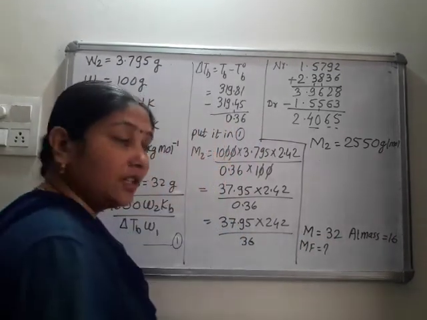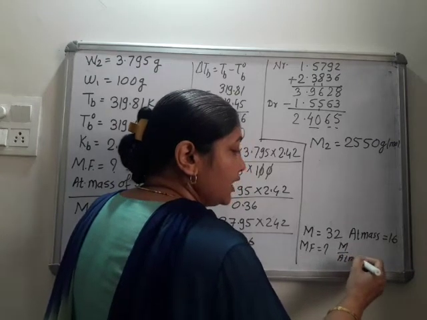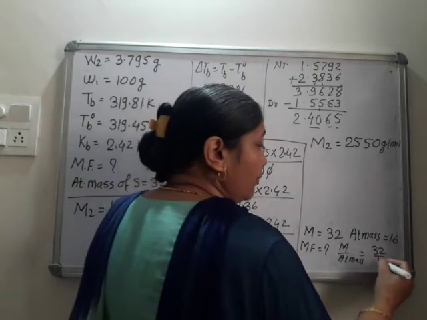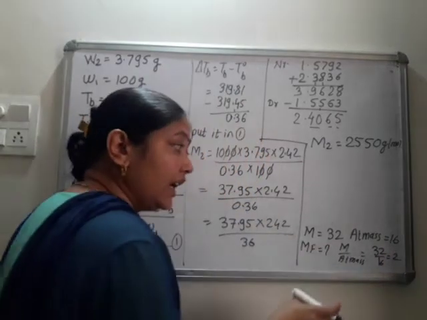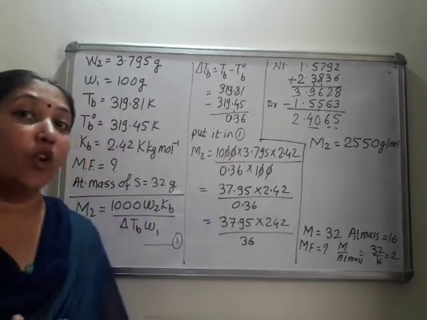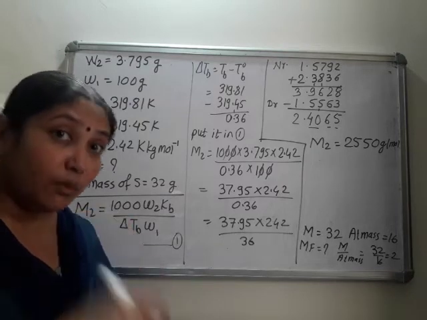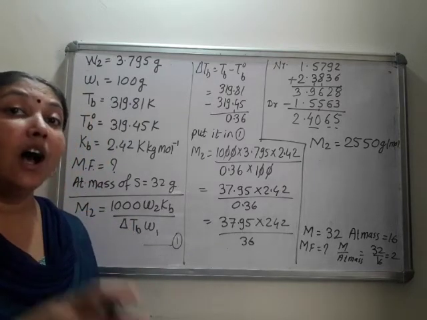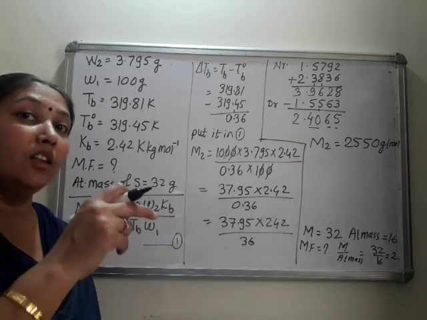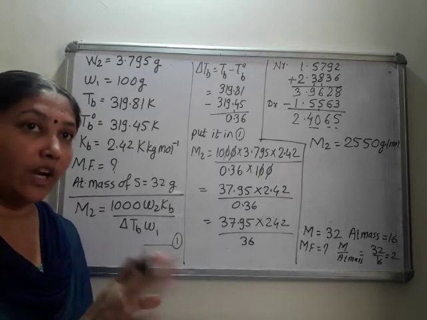So how do we find? Molar mass upon atomic mass is equal to the number of atoms present in it. So 32 upon 16 is equal to 2, which means we get the number of atoms of oxygen in that formula. So what is the molecular formula of oxygen? It becomes O2. Similarly, we have to find how many sulfur atoms are there in the formula of the sulfur compound.